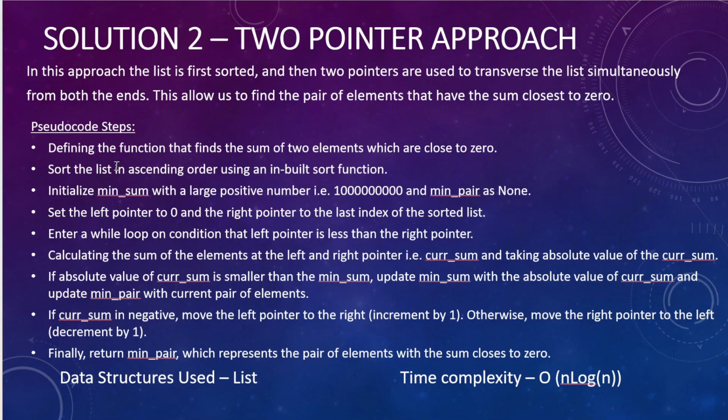Now here, let's take the code steps. Defining the function that finds the sum of two elements which is close to 0. We then sort the list in ascending order using the inbuilt sort function.